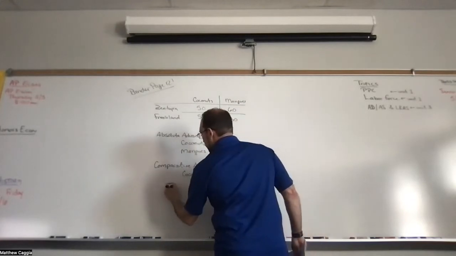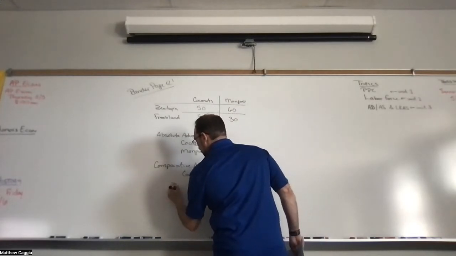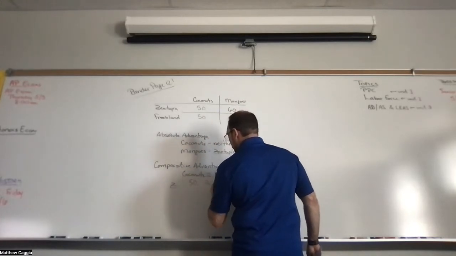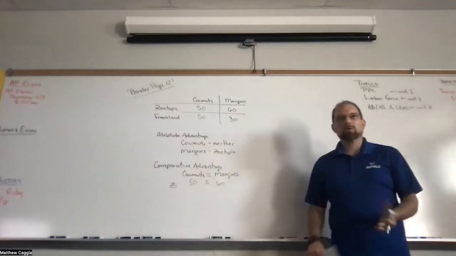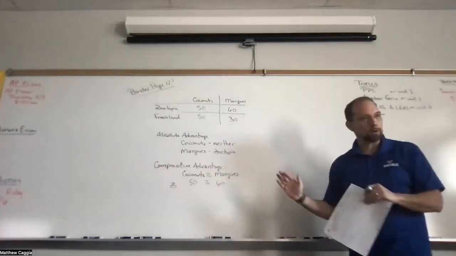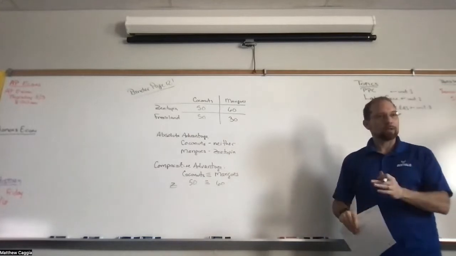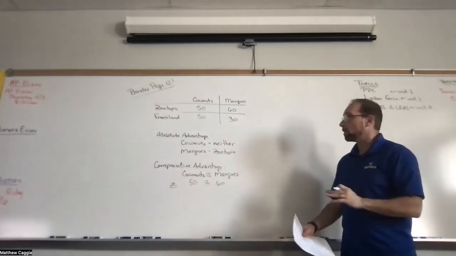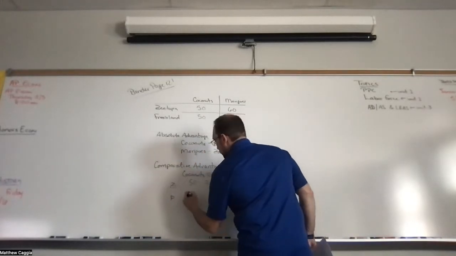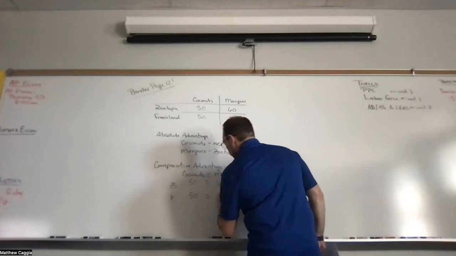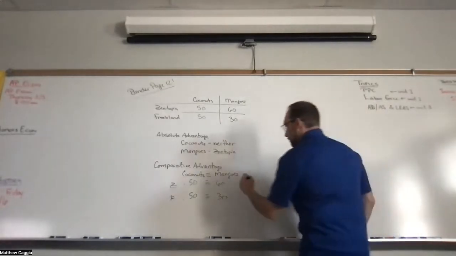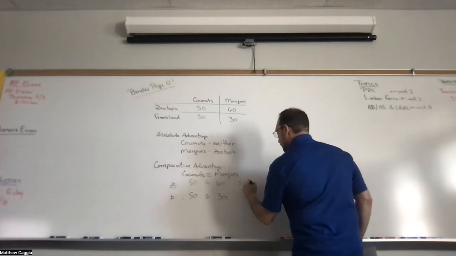So if I start with Zootopia, Zootopia can do 50 coconuts or they can do 60 mangoes. If they're doing that on their own, they're probably doing some combination of fewer coconuts and fewer mangoes somewhere on the production possibility curve. But if they're doing all or nothing, it's either all coconuts, 50, or all mangoes, 60. And Freshland can do 50 coconuts or 30 mangoes if they're doing all or nothing. So let's figure this out. We've got 50C to 60M.